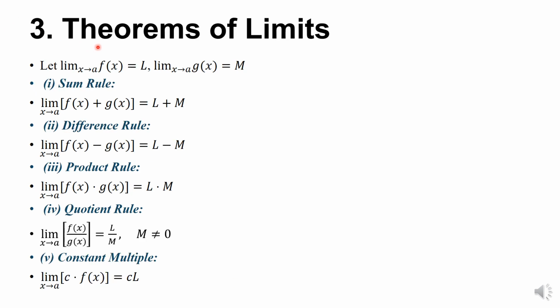Now you can see here theorems of limits. Limit x tends to a, f of x equal to L. Limit x tends to a, g of x equal to m. Now you can see here some rules of the limit: the sum and difference rule of the limit is given, the product rule of the limit is given, the quotient rule of the limit is given. Constant multiple: if a constant is given, then we can get the limit form.